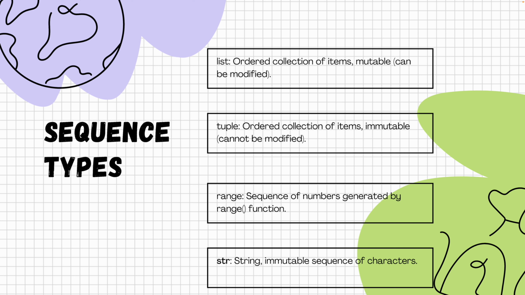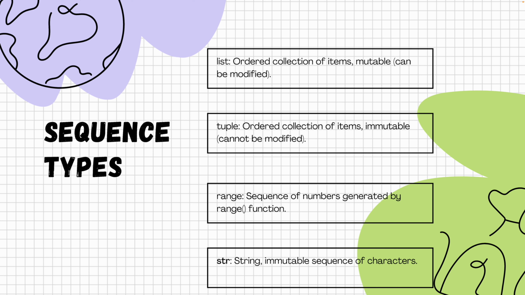Another is tuple. Tuple is also an ordered collection of items, but the only difference between tuple and list is that tuple is immutable. The same way as frozen set was immutable, tuple is also immutable. You can't modify once you create it. Then second is range.